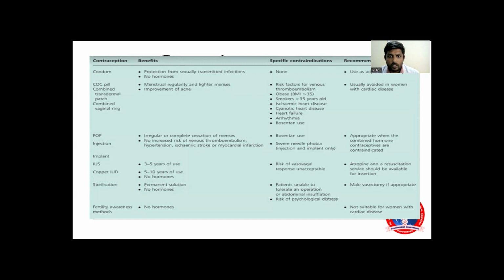So combined oral contraceptive pills need to be avoided because there is increased risk of venous thromboembolism, or in a patient with cyanotic heart disease or heart failure or arrhythmia. And progesterone only pill is contraindicated in patients who are using bosentan in pulmonary artery hypertension. And when it comes to implant, copper IUCD is preferred, and sterilization is the best method if physiologically there are no complications, and it's better to do male vasectomy than the patient undergoing sterilization.